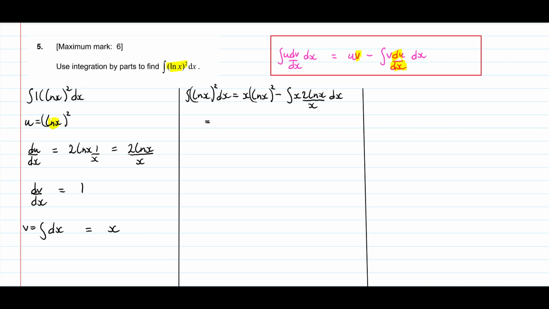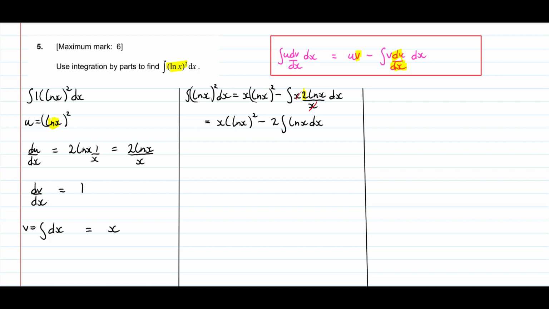And we'll just rewrite that out again and simplify the integral we had on the right hand side. So we just get x (ln x) squared minus, and the 2 here is just a constant, so we'll bring that out the front. It's going to be 2 times the integral of, and then these x's will cancel. So we just get 2 times the integral of ln x.